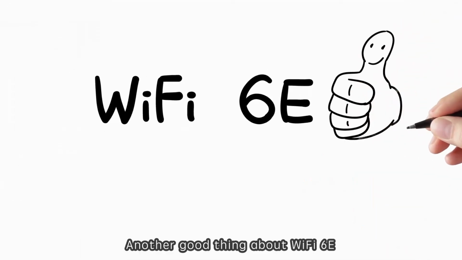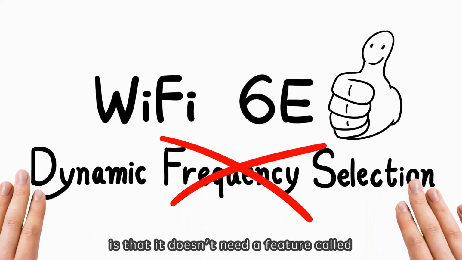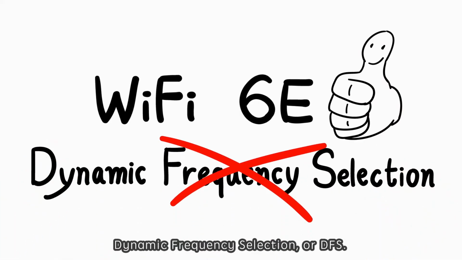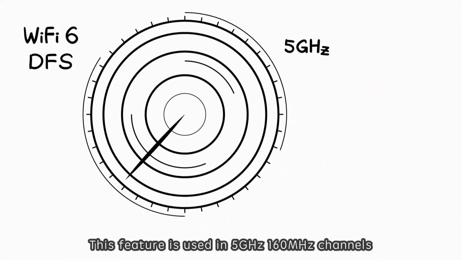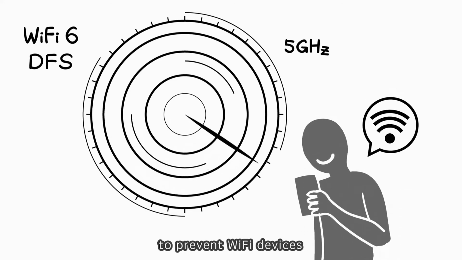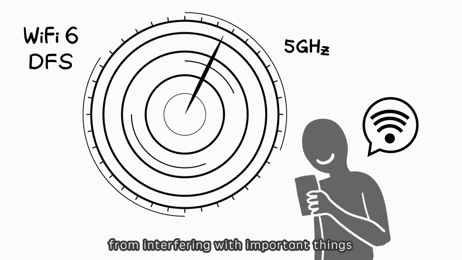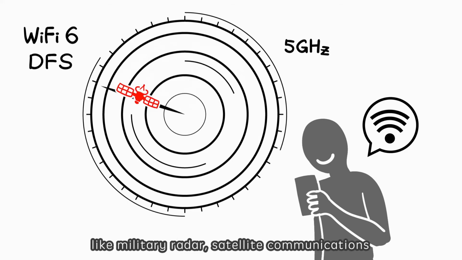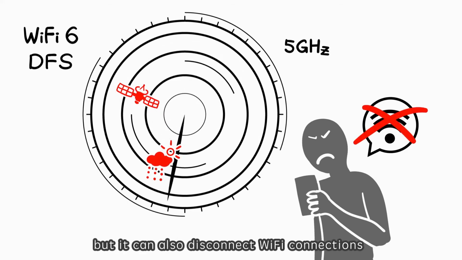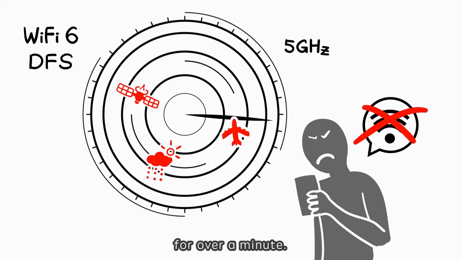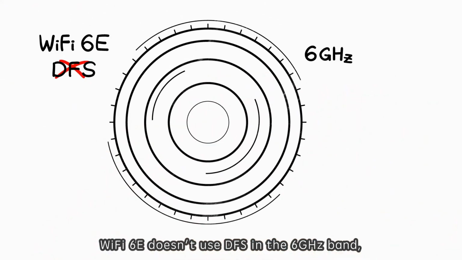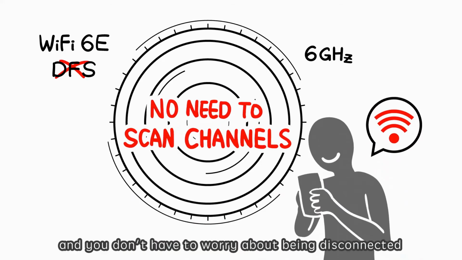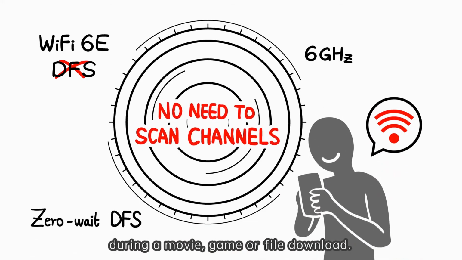Another good thing about Wi-Fi 6E is that it doesn't need a feature called Dynamic Frequency Selection, or DFS. This feature is used in 5 GHz 160 MHz channels to prevent Wi-Fi devices from interfering with important things like military radar, satellite communications, and weather radar, but it can also disconnect Wi-Fi connections for over a minute. Wi-Fi 6E doesn't use DFS in the 6 GHz band, so connections are instant and you don't have to worry about being disconnected during a movie, game, or file download.